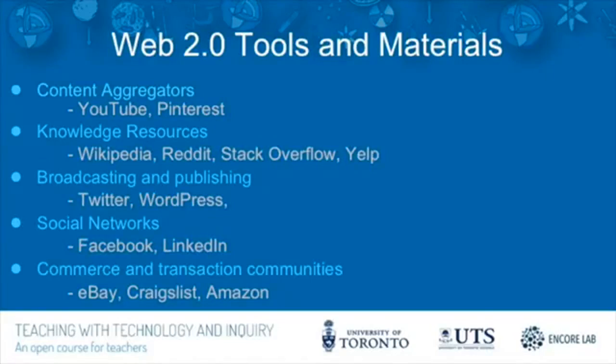Broadcasting and publishing is another one. So Twitter, WordPress, all of the support for the blogging community. Social networks like Facebook and LinkedIn have become a huge part of our lives in 21st century society. And finally, commerce and transactional communities like eBay, Craigslist, Amazon. These are all transforming the nature of the web and the nature of society.